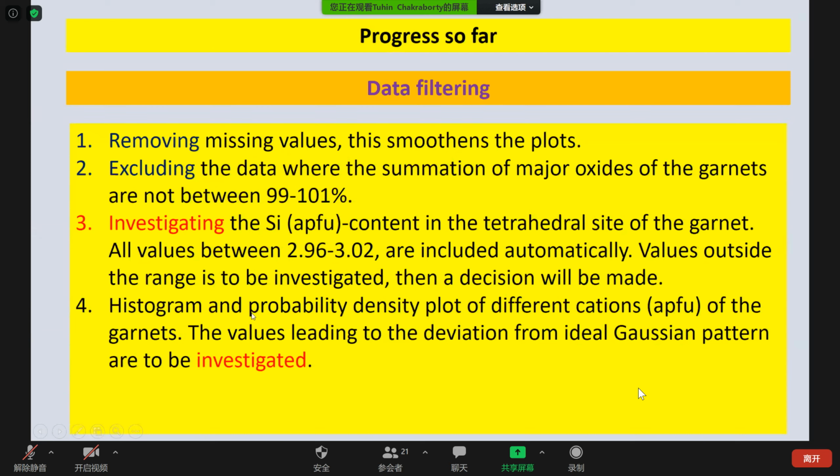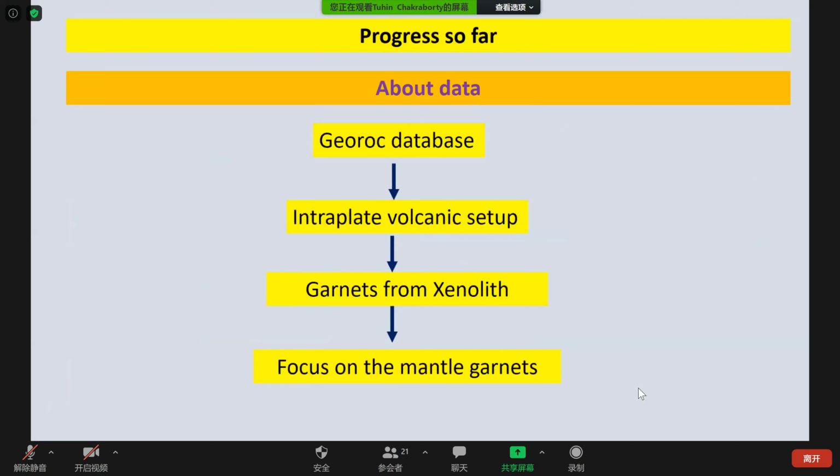I have made histograms and probability density plots of different garnet cations, and values leading to deviation from an ideal Gaussian pattern will be investigated. It's not that they will be excluded automatically, but we'll take a closer look at them. This is how we are doing the data setup, from the GeoRock database to the intraplate volcanic setup to garnets from xenoliths, and now the principal objective is to focus on all types of mantle garnets.